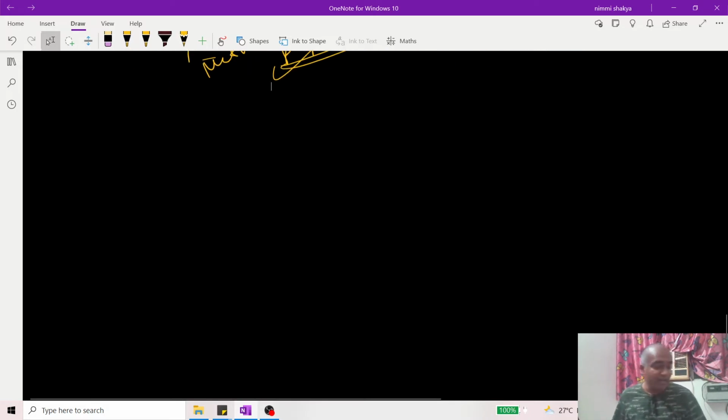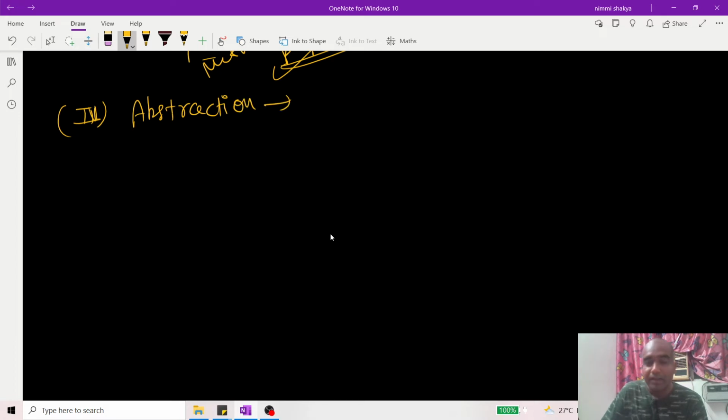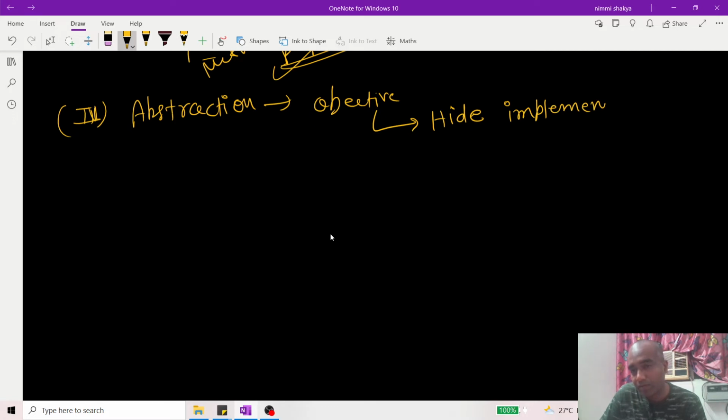Okay, now after encapsulation, the next concept is abstraction. This is the fourth concept, abstraction. In case of encapsulation, we were hiding the data, we were hiding the attributes. But in case of abstraction, what is the objective? Not to hide data, but to hide implementation. You hide the implementation.